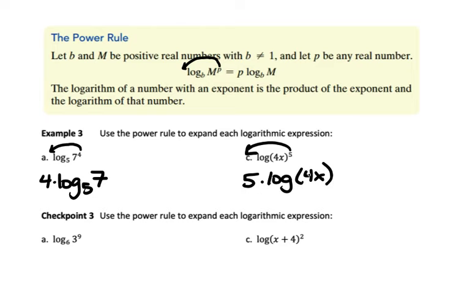Now, what I could do here is break up the 4x as well. If I wanted to do that, that would be log of 4 plus log of x. But the book doesn't show this, it just shows breaking it down by moving the 5 to the front. So 5 times log of 4x.